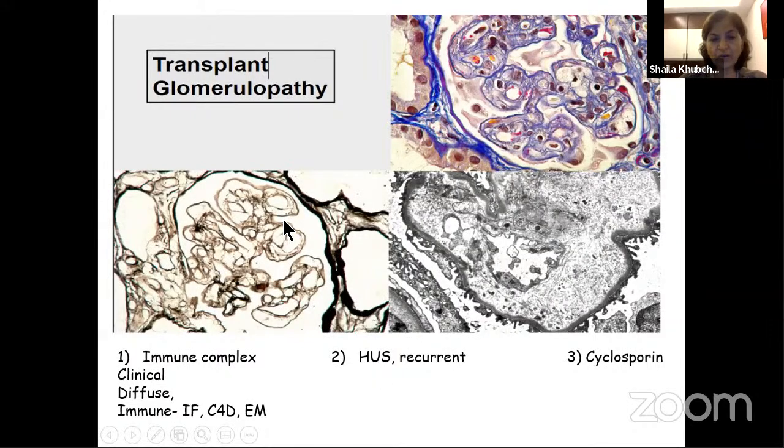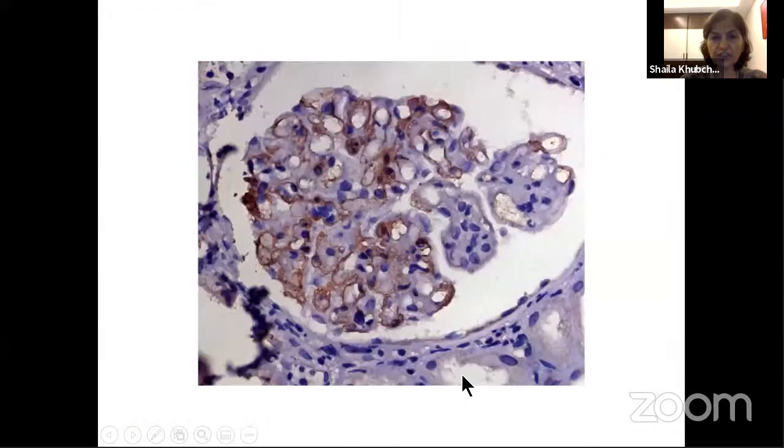And so therefore, if in addition to that, you have a nice C4D positive staining occurring along the glomerular capillary loops, you can specify that this is probably the end result of a repeated active humoral rejection and not a T-cell mediated rejection, which also sometimes results in a transplant glomerulopathy, but far lesser than the humoral rejections.